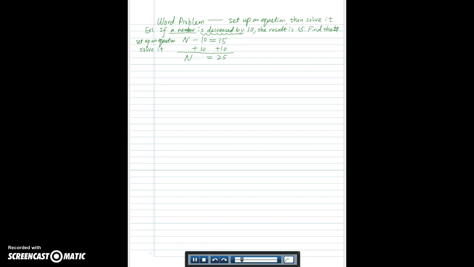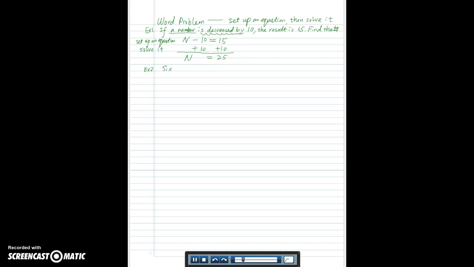For this problem, even if you don't set up an equation, you can still probably figure out the answer. It's 15 plus 10, that's 25. But we want you to set up an equation and solve it, because the complicated problems will not be too easy to figure out, and you would get confused about whether to use addition, subtraction, multiplication, or division. So we can look at another example here. We want you to practice using equations to solve problems.